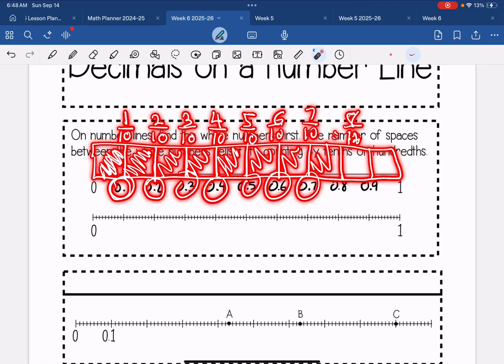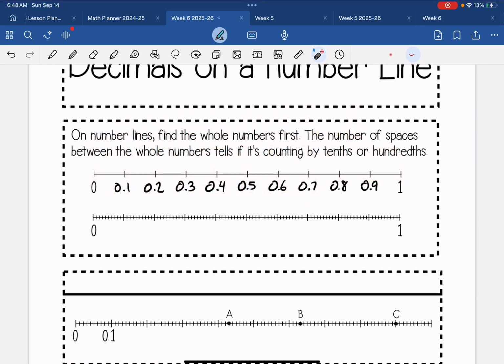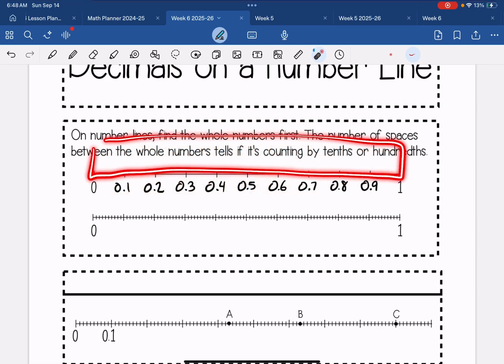And I think I messed up. Yeah, I messed up over here. Let me try this one more time. I miscounted one square. All right, so you shade this.